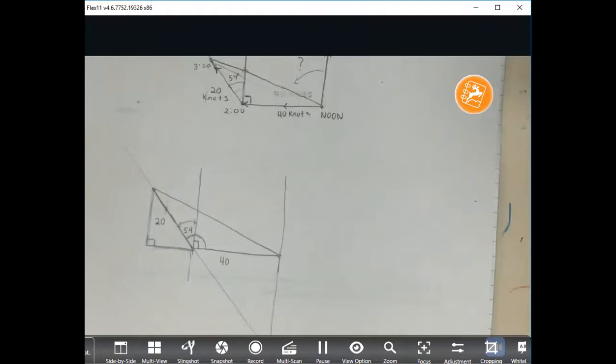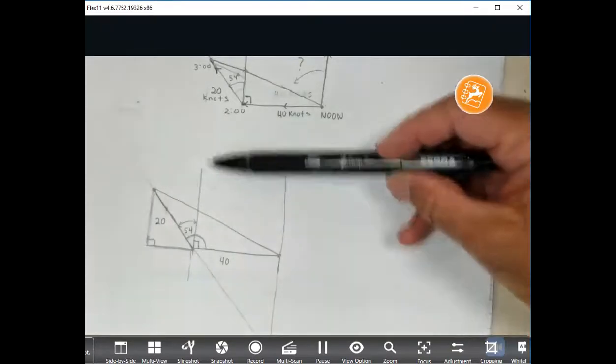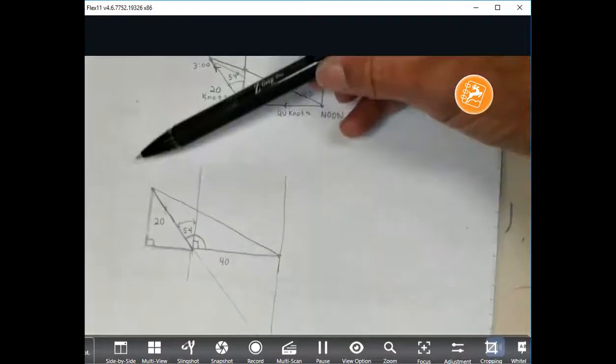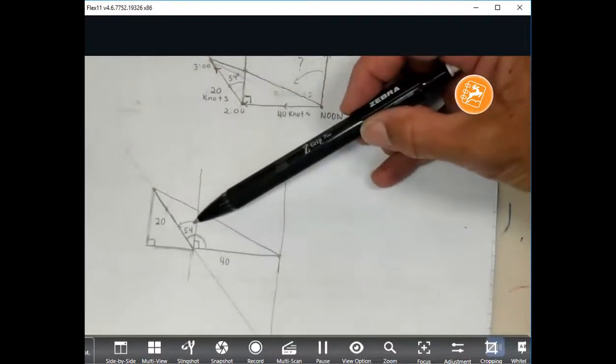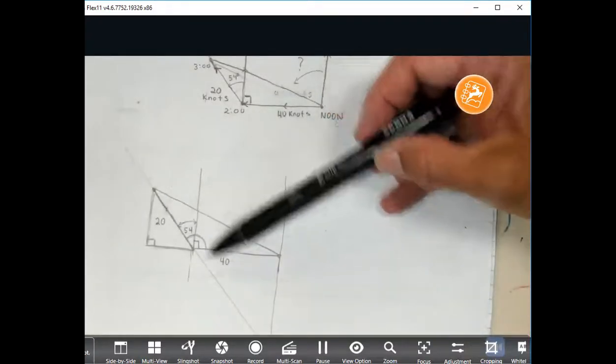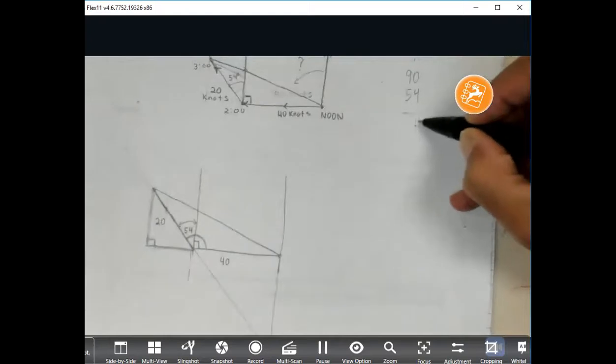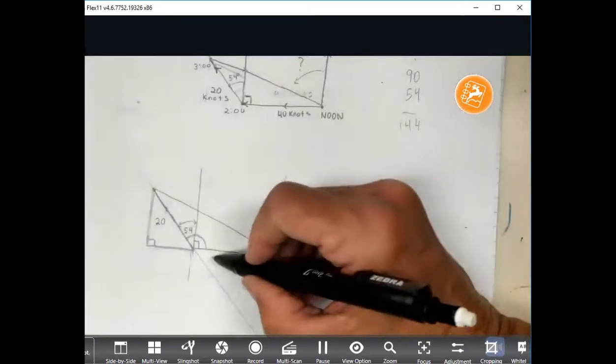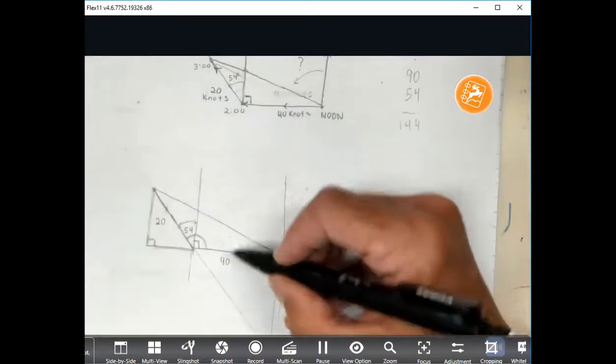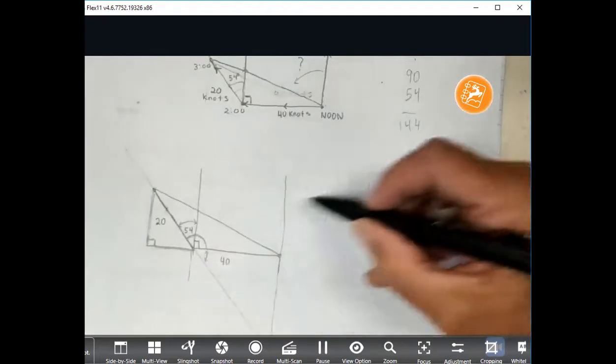You want to go back to here? Okay, the 90 plus 54, and then that whole line makes 180 degrees. So you want to know what this angle is? Okay, I'm game. Let's keep going. 54 plus 90 is 144. And so you're looking at this angle right here. The one next to it is 54. So this angle is 36.